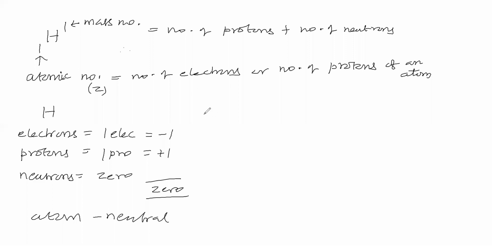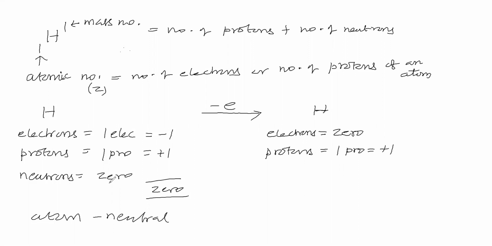Let us remove 1 electron from the hydrogen atom. What is the resultant, and what is the charge? Already it has 1 electron, and that electron is removed, so now the number of electrons is 0. Protons have no change, so 1 proton is present, which means +1. Neutrons are 0. So the total charge is +1.